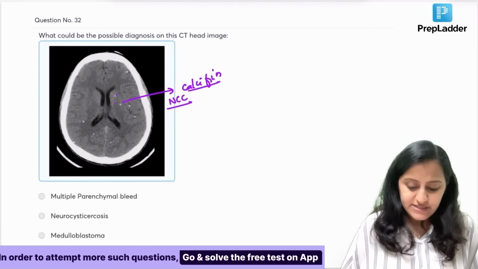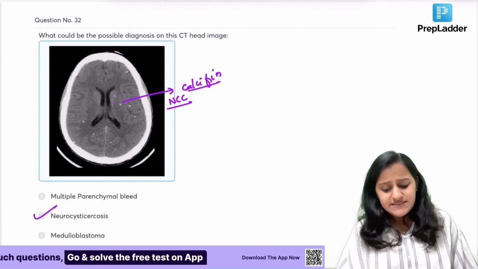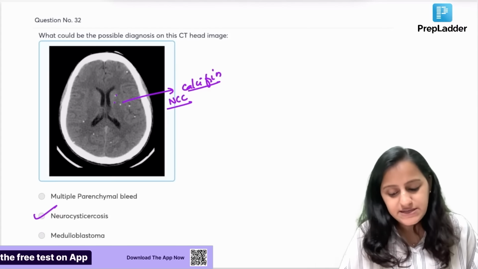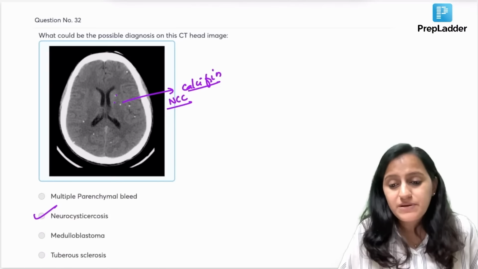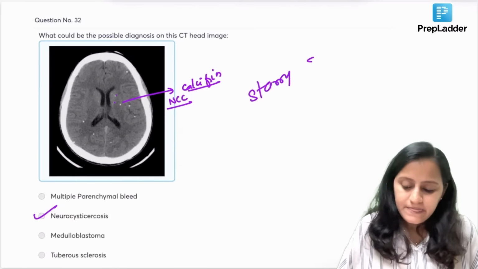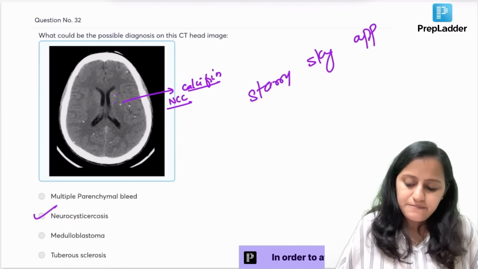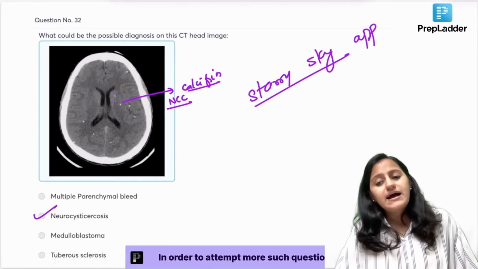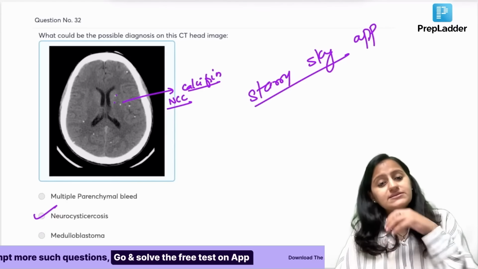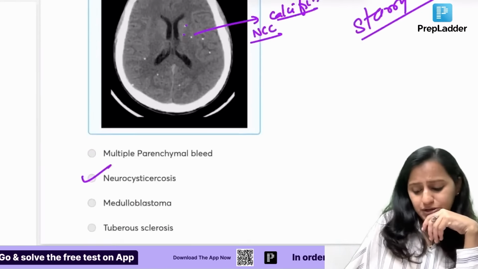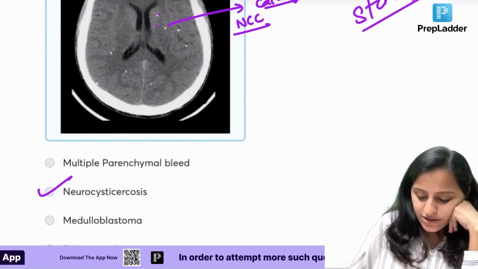Okay, so this is neurocysticercosis. These are the neurocysticercosis lesions scattered in the brain that you are seeing. What is this appearance called as? Starry sky appearance. Okay, this appearance is called as starry sky appearance, neurocysticercosis. Is this clear with everyone? Do you see calcifications in tuberous sclerosis?